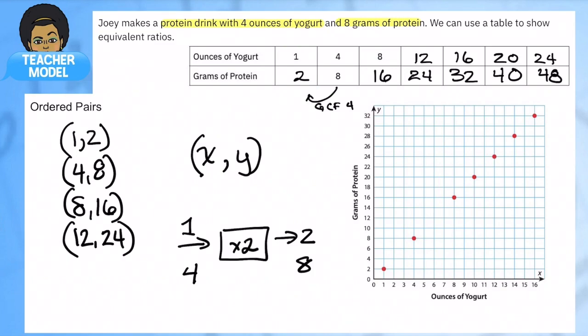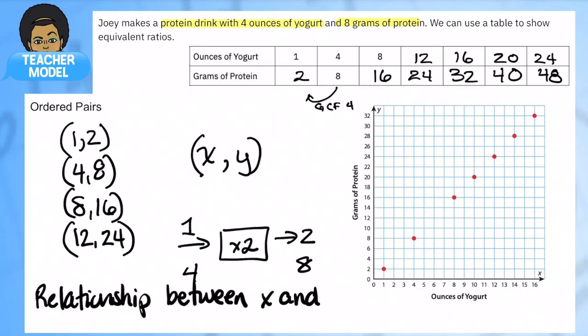There is always a relationship between the 2 points when you have a rate. In this case, we're taking the yogurt and we're doubling it. Whatever the amount of yogurt, we're doubling that amount to figure out the protein. So there's typically some type of relationship between X and Y in a ratio. And you're going to see that when we're graphing it.